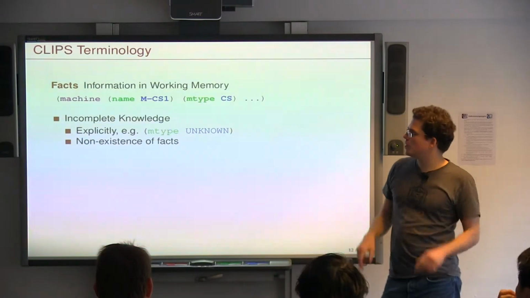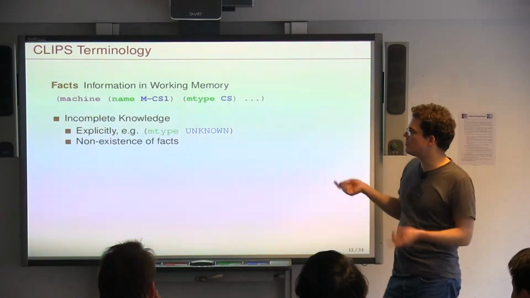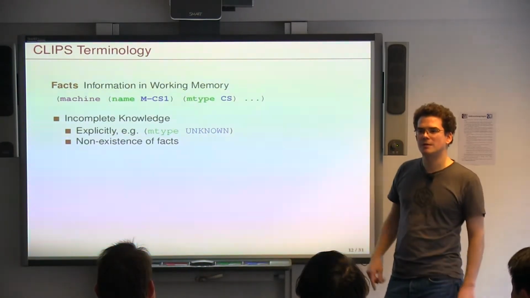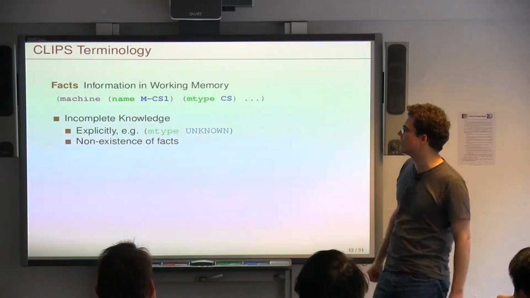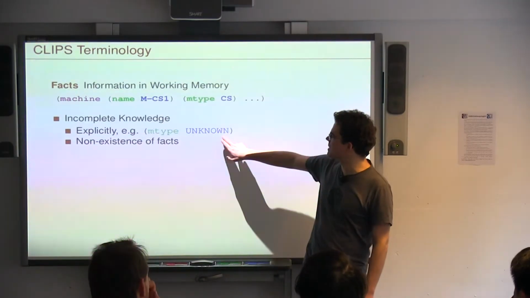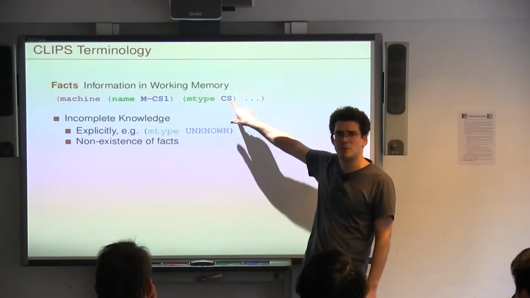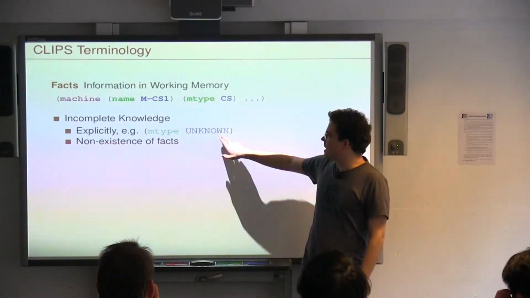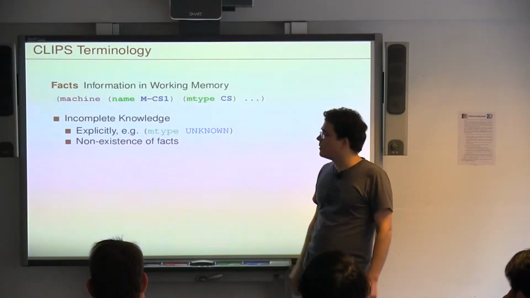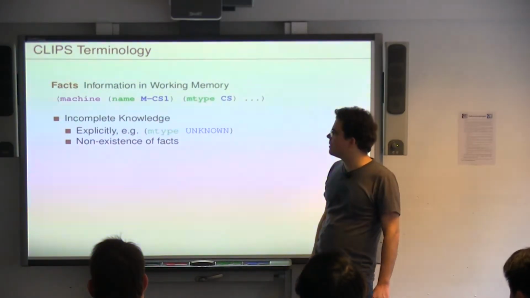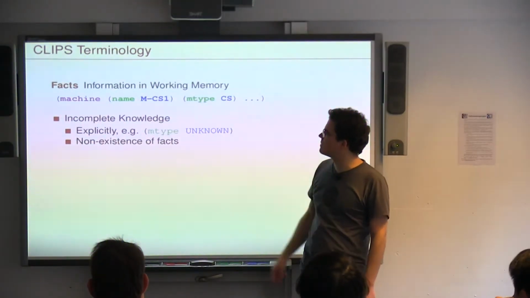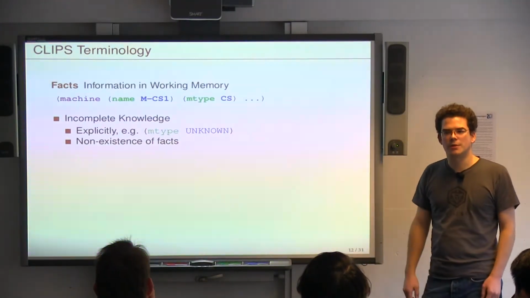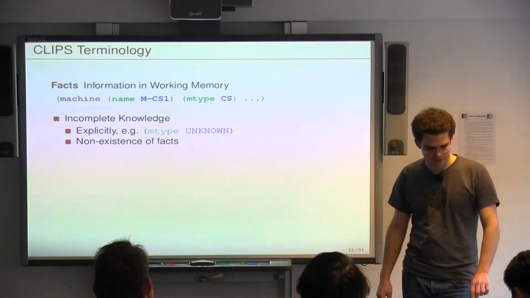What's special about facts is that you can have incomplete knowledge, and you're also encoding knowledge when you're not having it. So you might state it explicitly, so you can set the type to unknown. Well, if you're still exploring the machine, then you have the type unknown. So you know, okay, I still have to explore this machine. Or you also can have non-existent facts. So for example, you might have the whole machine missing if you didn't explore it yet. So you can get out of this that you don't have the machine yet.